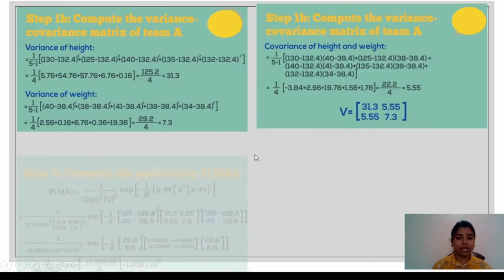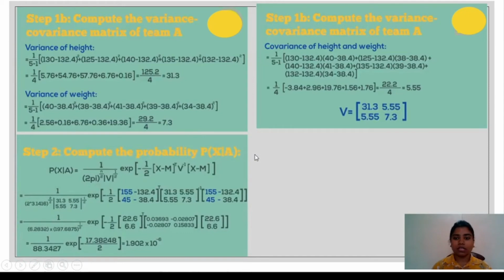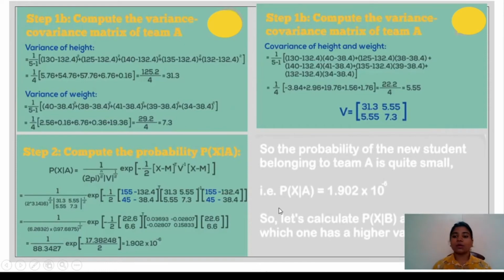Okay, so next, as we have every value, we will put those values in our likelihood model and then we get the probability as 1.902 into 10 raised to minus 6. So the probability of the new student belonging to team A is quite small, that is probability of x given team A is equal to 1.902 into 10 raised to minus 6. So let's calculate the probability of x given team B and compare which one has a higher value.